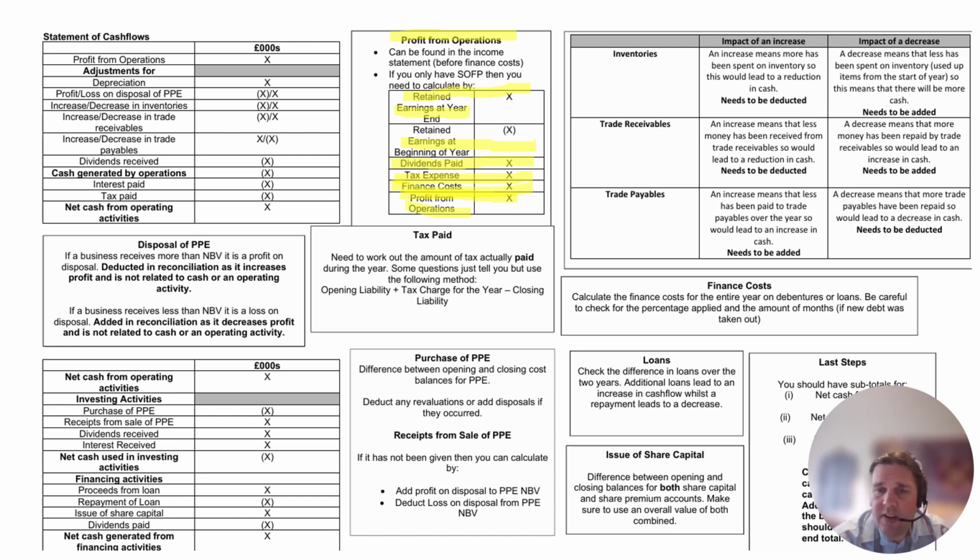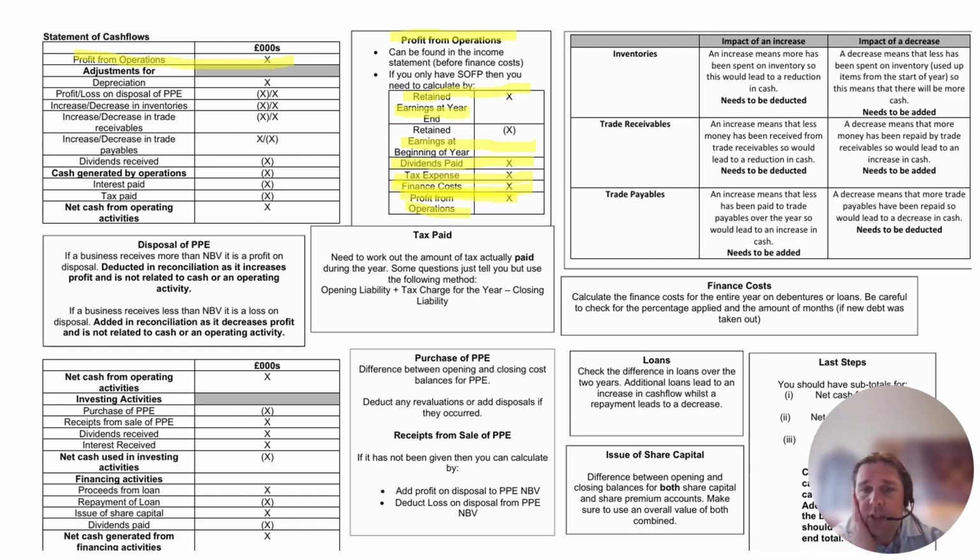So you can have 4 or 5 marks for calculating the profit from operations, nothing stopping that being an individual question in its own right. Then that gives you your starter line. So profit from operations, and then you're going to reconcile from profit from operations and why your cash figure at the end of the year is a little bit different. So we've got different adjustments.